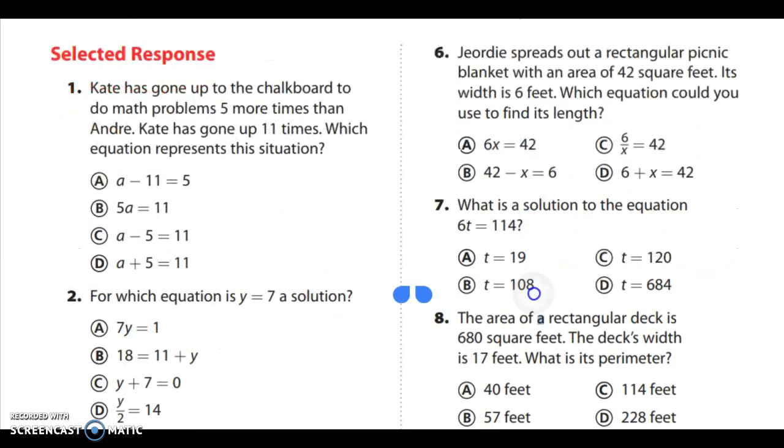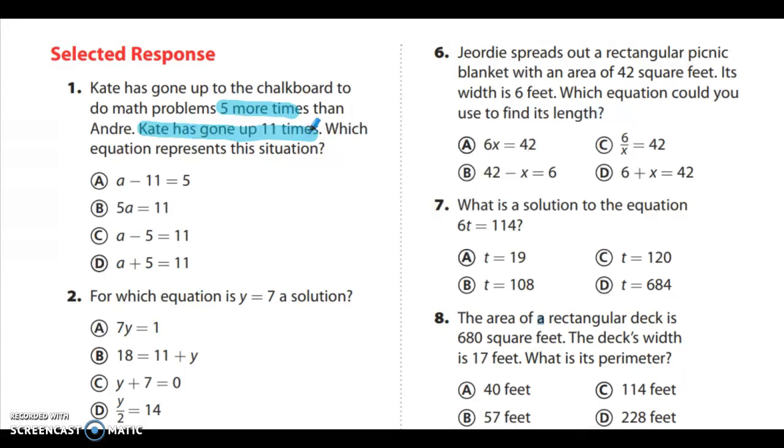Number 1, selected response. Kate has gone up to the chalkboard to do math problems 5 more times than Andre. Kate has gone up 11 times. Which equation represents this situation? So here's some important things. She's gone up 5 more times, and that is going to be equal to 11. So which of these show that it's going to be equal to 11?